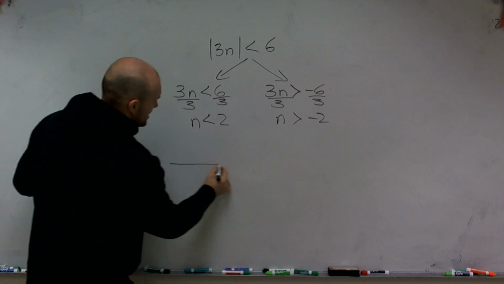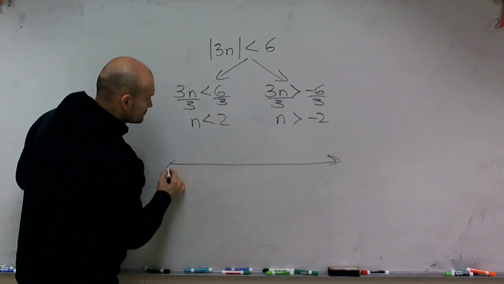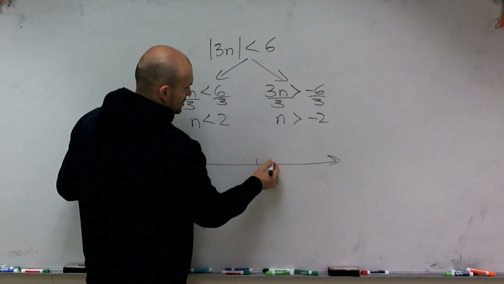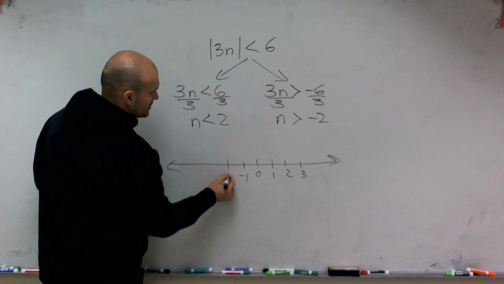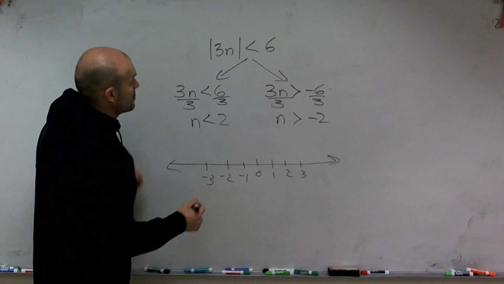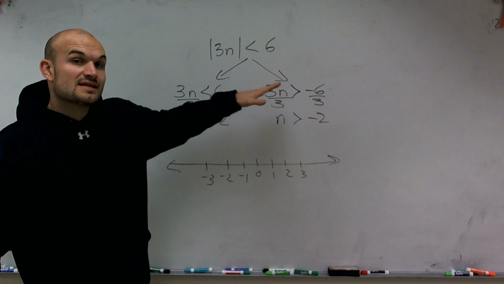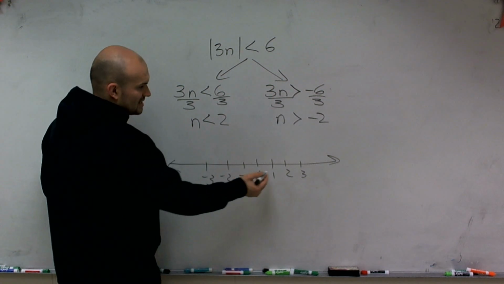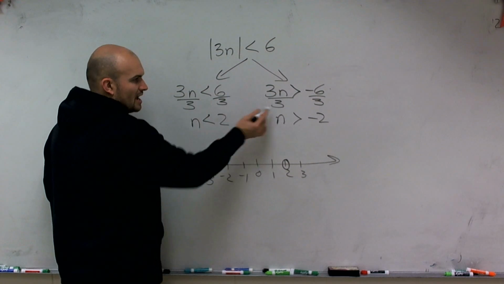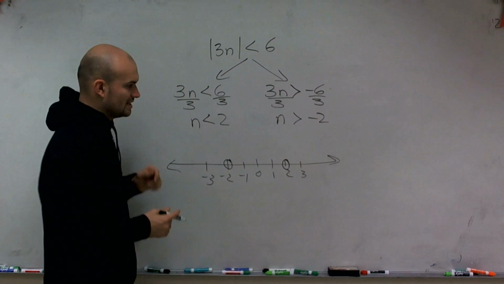So now, to graph this, I'm going to create a number line. And let's do 0, 1, 2, 3, -1, -2, -3. Now, since I'm dealing with just a less than and a greater than symbol, I know that I'm going to be using an open circle. So n is less than 2, so I'm going to go over to 2, and then n is greater than -2, which will be another open circle.